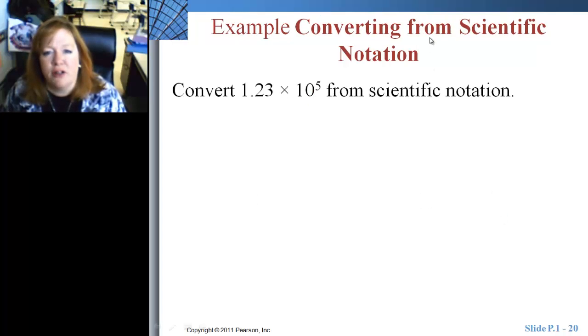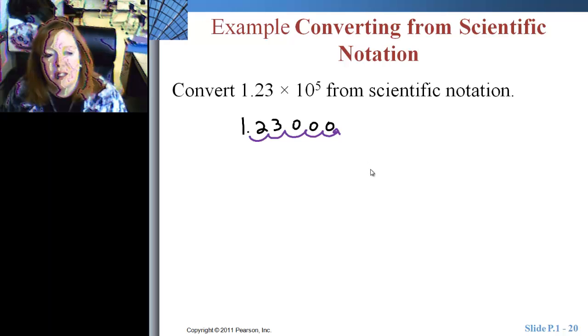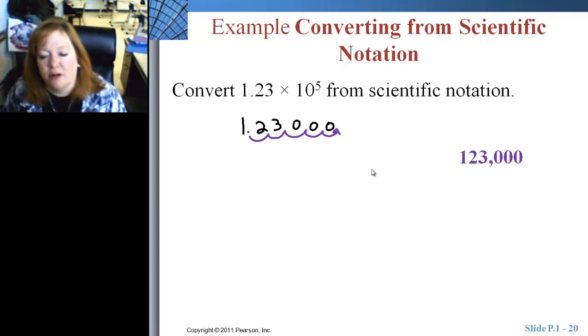If you're converting from scientific notation, I notice the exponent is positive. That's going to be a big number. I'm going to move my decimal 5 spaces to the right. So I take my 1.323 and I move it 5 spaces to the right. If I end up with blank spaces, I put some zeros in there, and bada boom, bada bing, you're done.